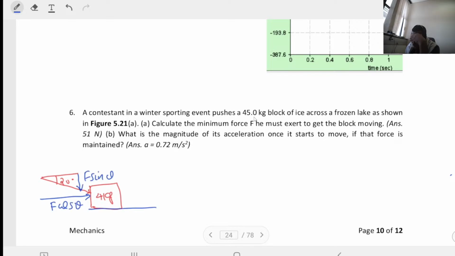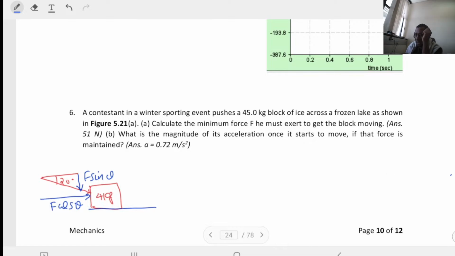The question asks, what is the minimum force this contestant has to apply on this object just for the block to start to move? The answer is 51 Newton. I find it difficult to get where that comes from.